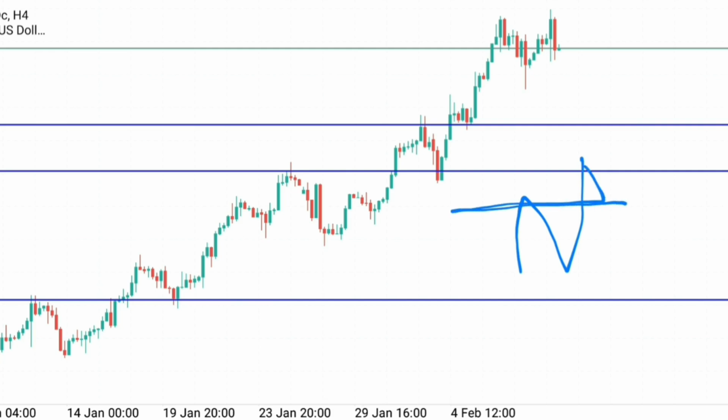XAUUSD is one of the pairs that have traded so far, and it makes this movement most of the time. Okay, so this is the 4 hour time frame. If we also move to the 1 hour, 15 minute, and 30 minute time frames, you will see the same thing.